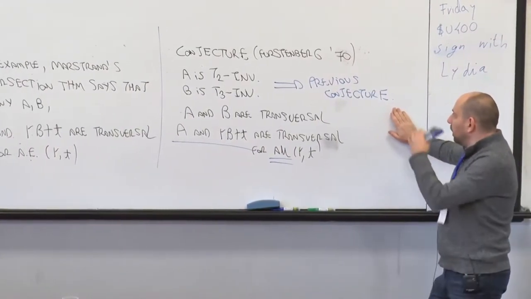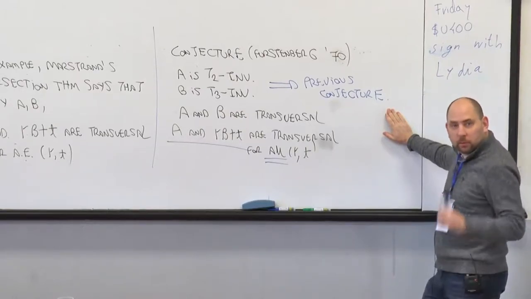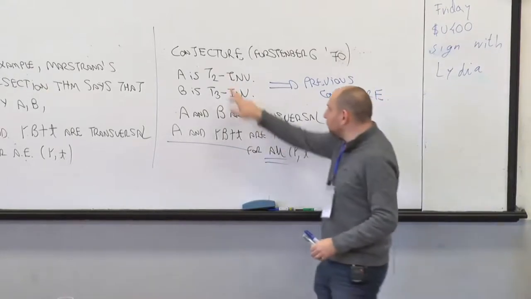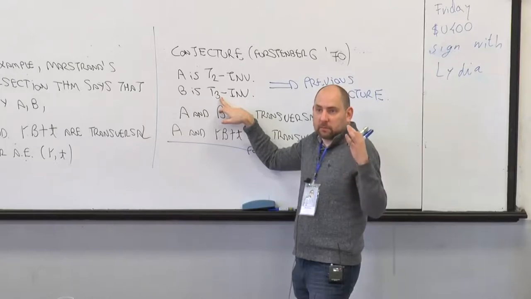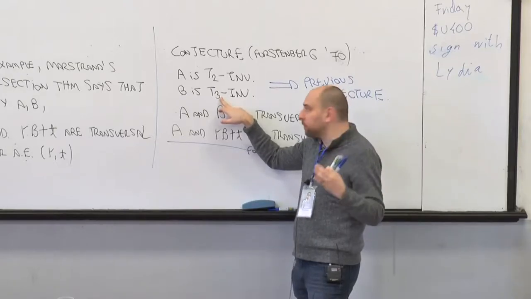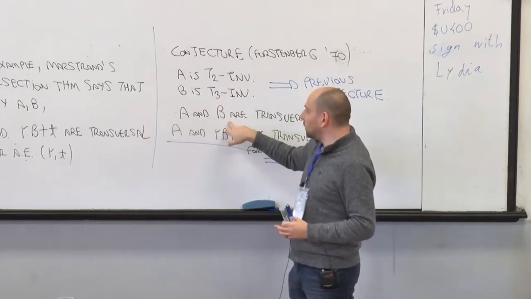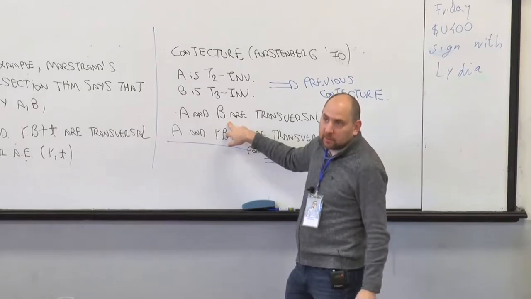Actually, Furstenberg, in the paper, talks about transversality of semigroups. So this is where semigroups appear in this talk. So you can look at the semigroup generated by times 2 and the semigroup generated by times 3. And Furstenberg defines the transversality between semigroups exactly in this way, saying that if invariant sets for one semigroup and invariant sets for the other semigroup are transversal, then the semigroups are transversal.